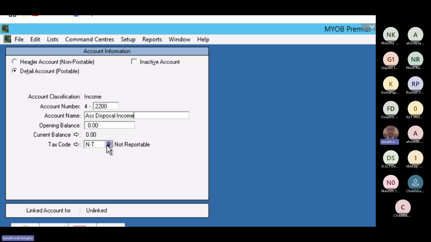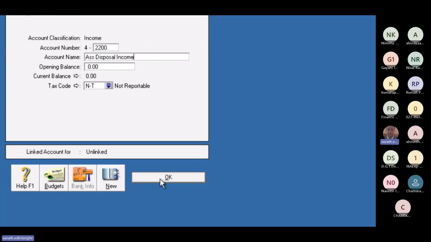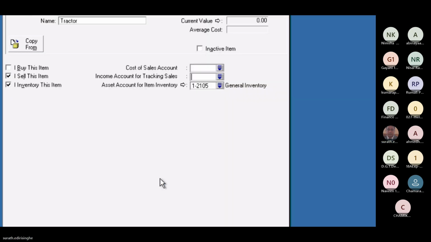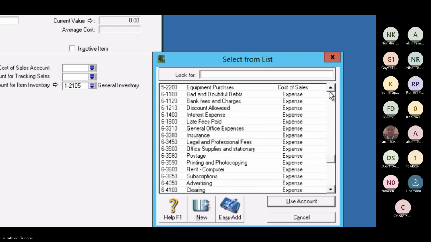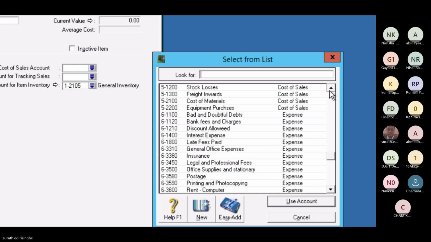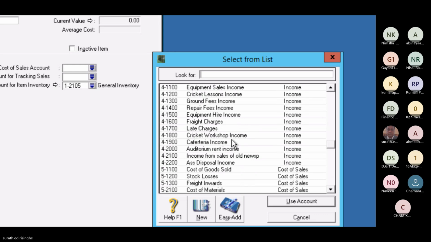Some asset disposal income is tax liable. Some asset disposals are not tax liable. I keep here not applicable, not reportable. Okay. Then select here income account, asset disposal income.